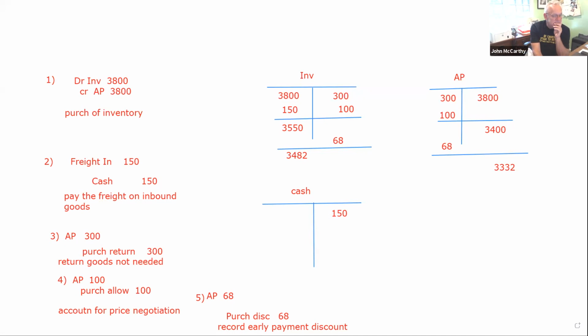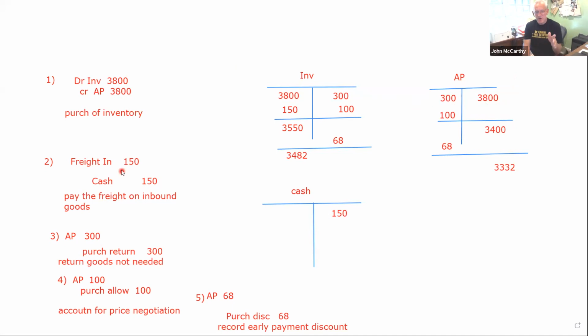So there's the $3,800, and there's the accounts payable for $3,800. Okay, easy peasy, right? We know that we pay it on account. If we pay for it in cash, the credit would be the cash.